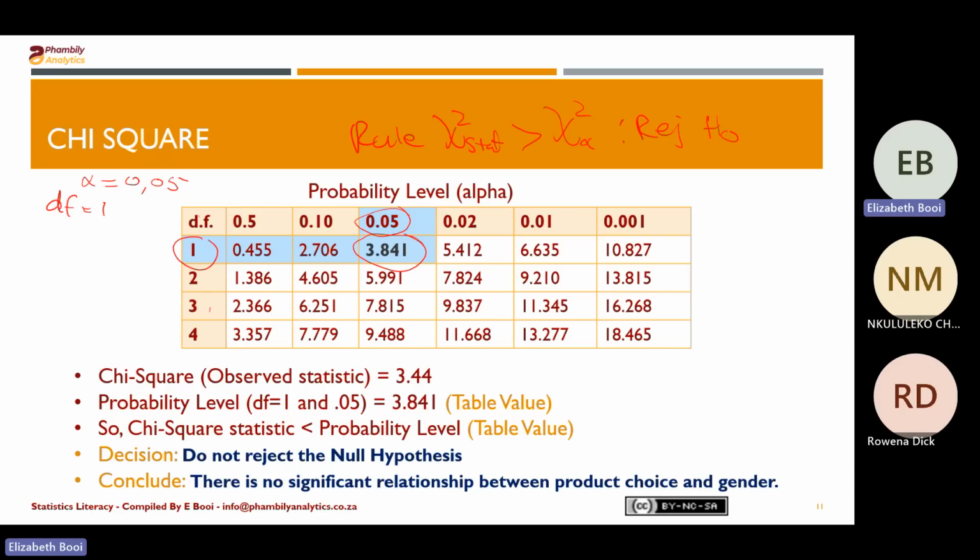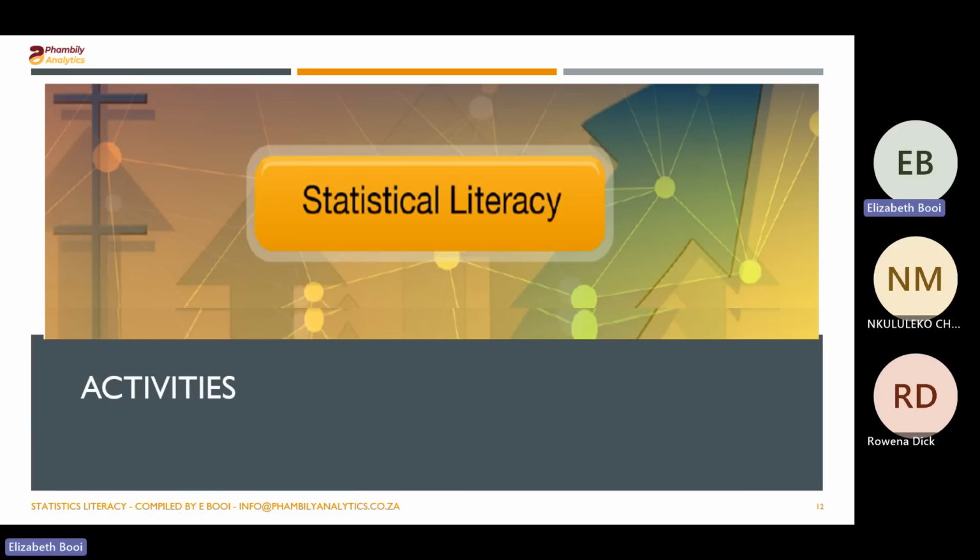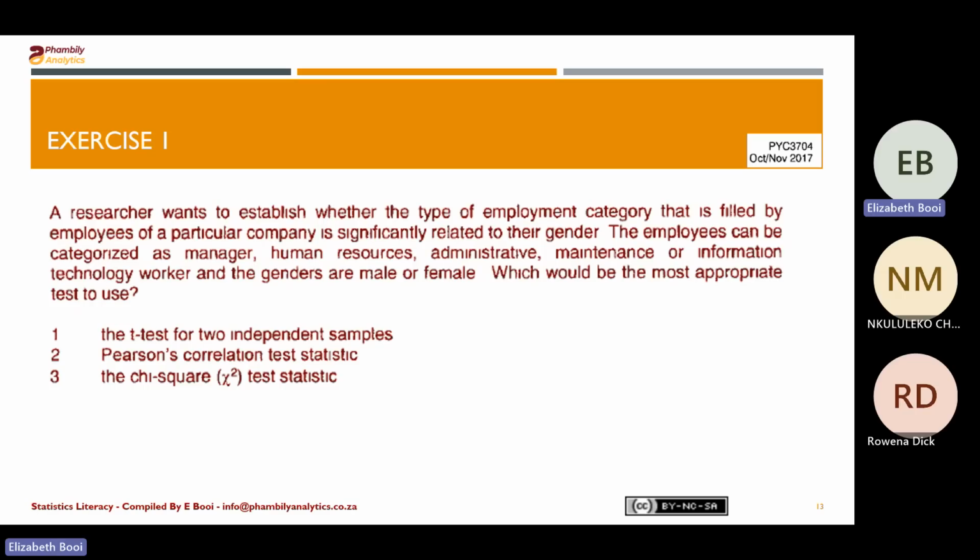Okay, cool. Now let's look at activities. I'm going to give you time to read this and then I'll come back and we will do it together. Let me see if you can do it on your own first. Read the sentence.